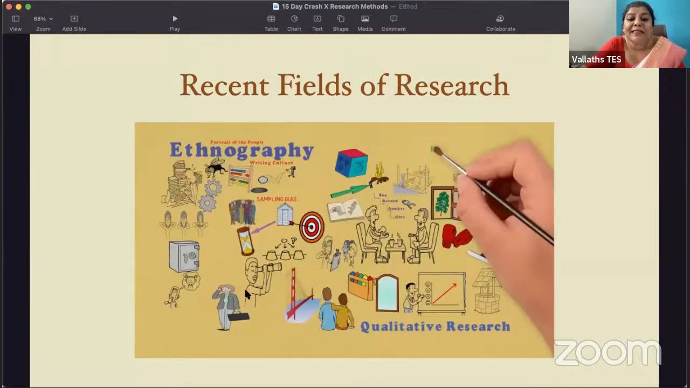And then comes ethnography. Ethnography means the researcher has to go and live with a certain community and study that community. It can be tribals, it can be trans people, transgender people, it can be refugees. So ethnography is done when the researcher becomes part of that community. The researcher will go and live in that community.